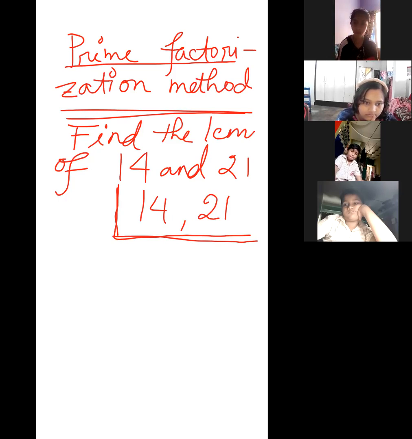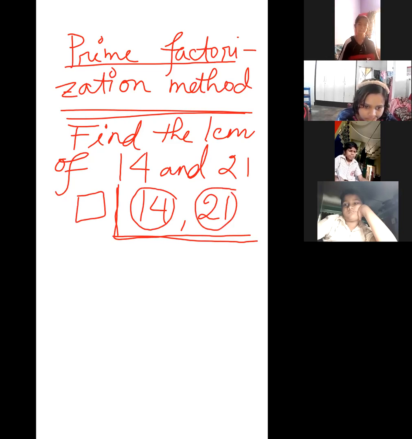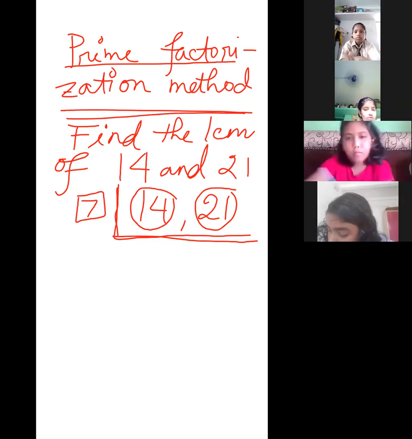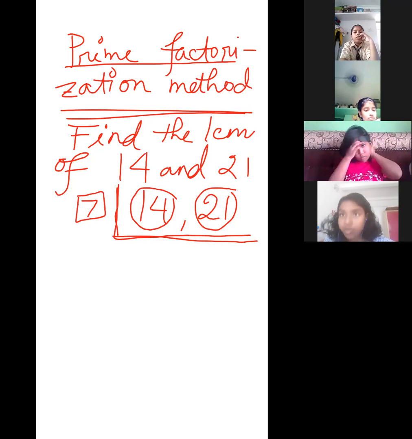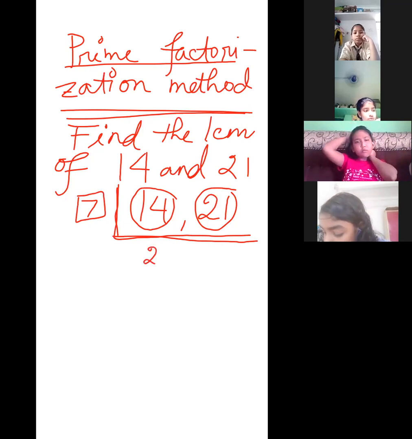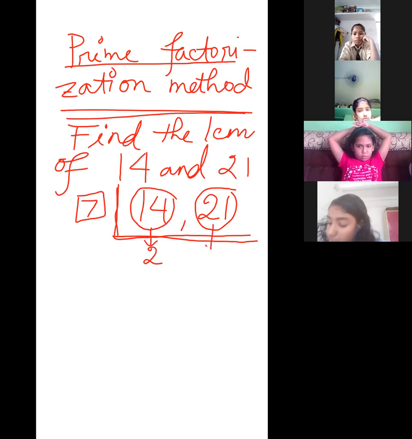Okay, look at this. Now which prime number do we have to take so that both numbers will be divisible by it? Suppose we are taking 7. 7 is a prime number. Then 7 2s are 14. First we will have to do this one. Then 7 3s are 21. Yes or no?